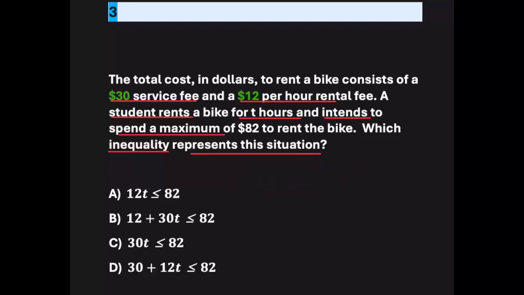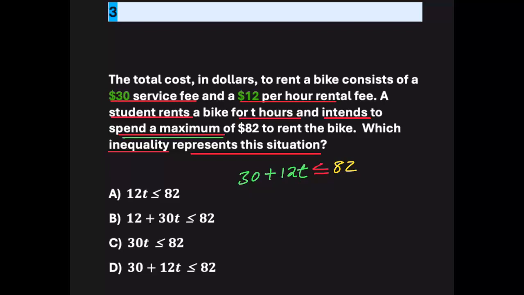So the equation is we have a service fee, which is independent of the time, plus the rate, which is $12, times the number of hours she keeps that bike, which is represented by T. So you're going to multiply the rate by the time. So the total of these two should be equal or less than $82. That's how you set it up.